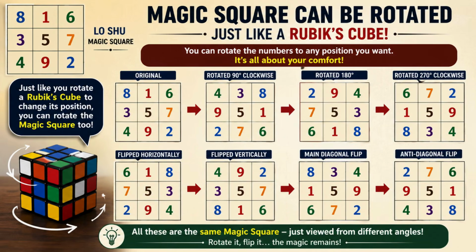Think of a Rubik's Cube. You can rotate it, flip it, or look at it from another angle. Its orientation changes, but it's still the same cube. A magic square works exactly the same way. Rotate it, reflect it, change its orientation, the appearance changes, but mathematically it's still the very same magic square.